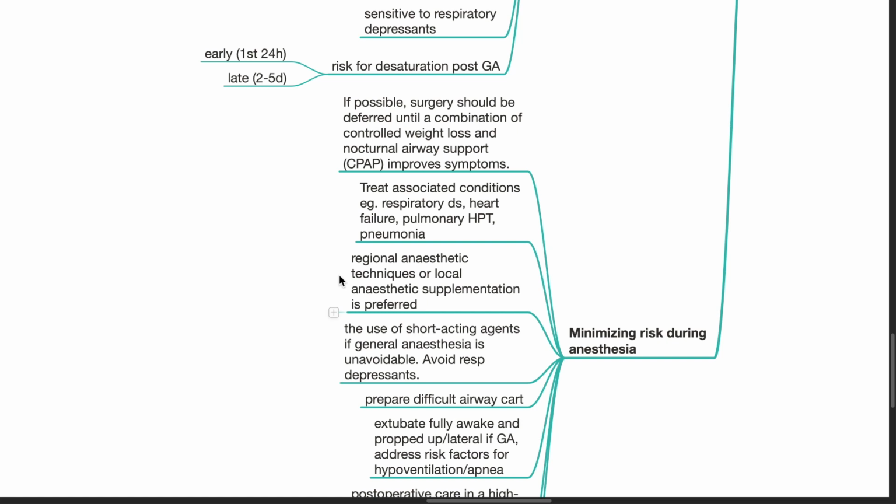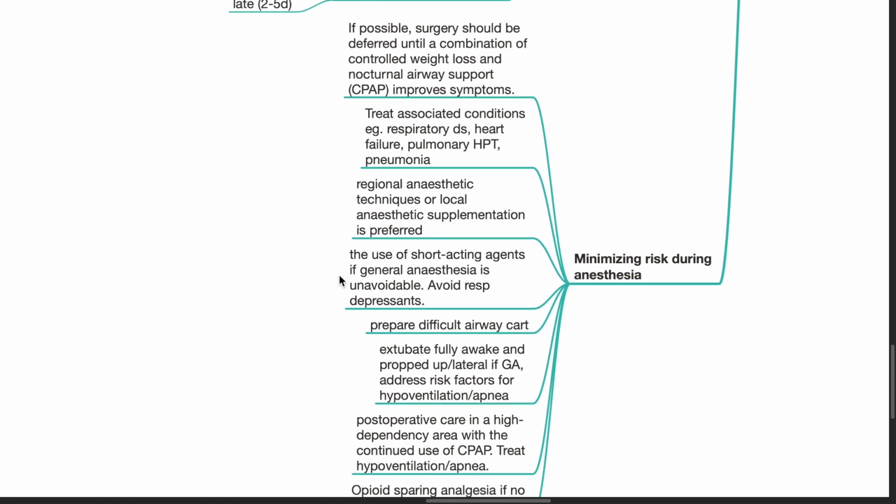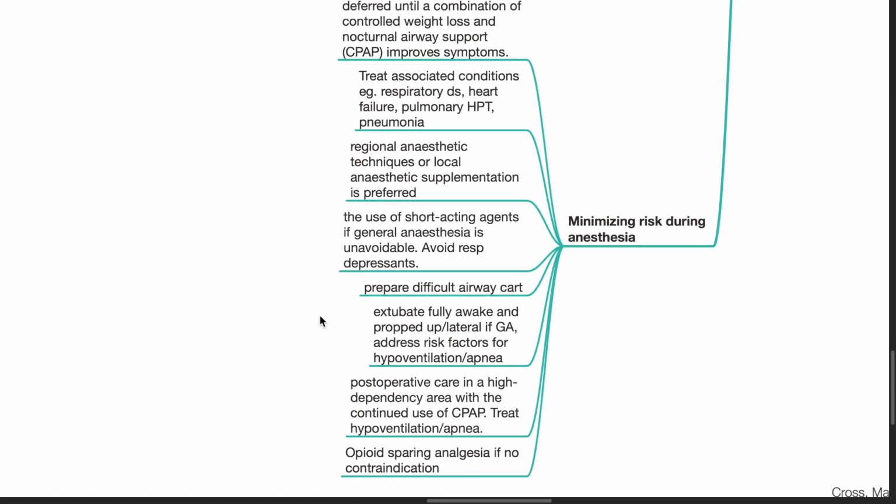Prepare for a difficult airway. Extubate fully awake and propped up or in the lateral position if under GA. Address risk factors for hypoventilation and apnea in the recovery. Post-op care in HDU with CPAP. Treat hypoventilation or apnea. Opioid-sparing analgesia if no contraindications.